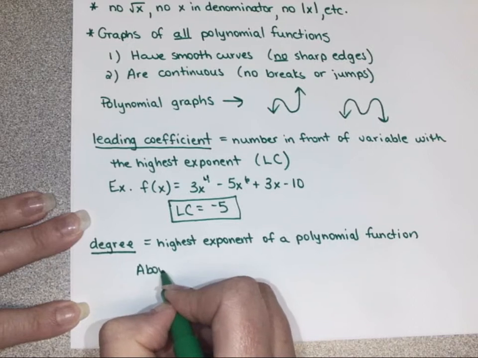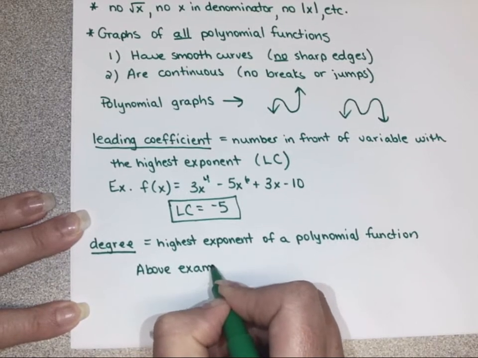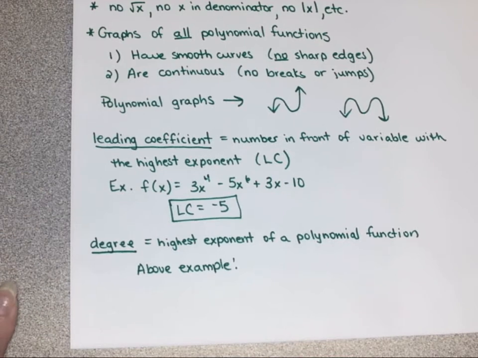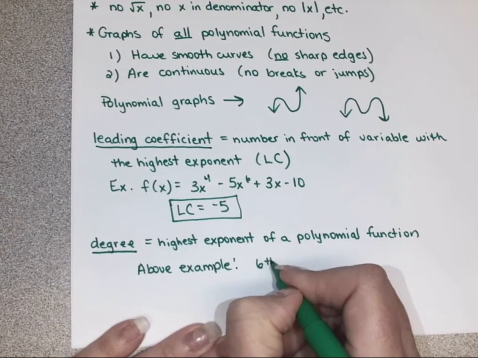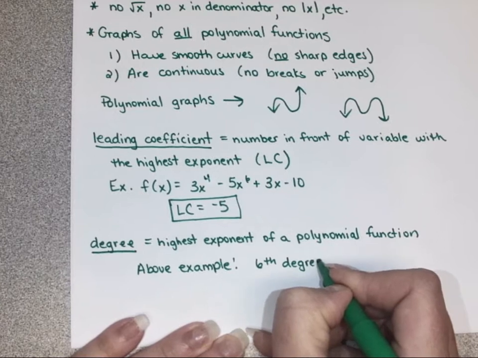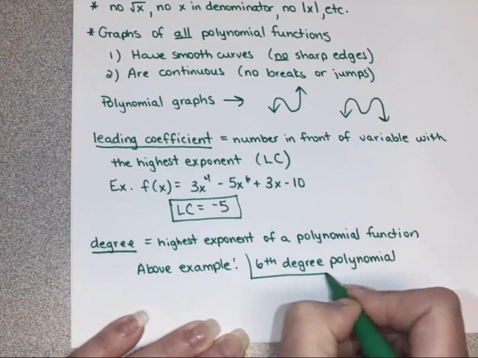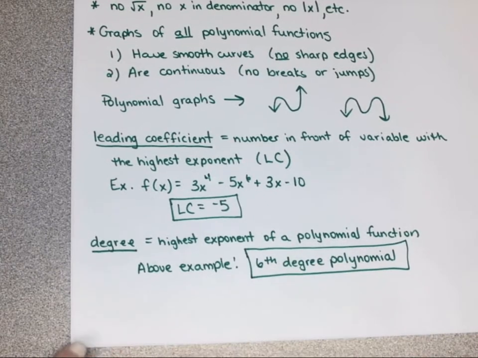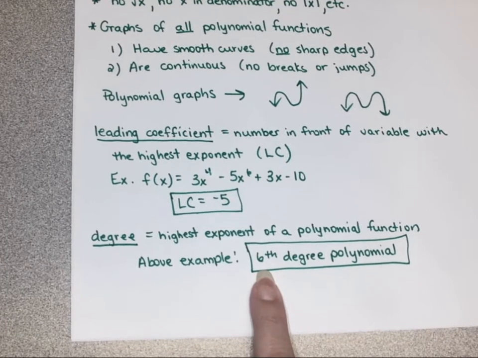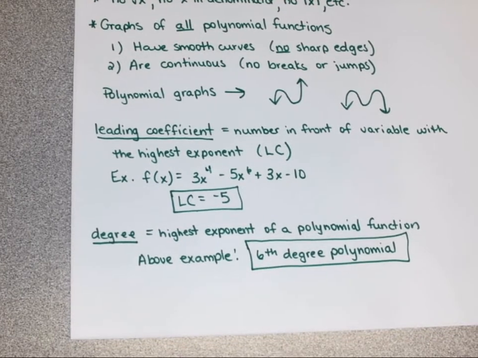So in the above example, the one that we just looked at, what would be the degree? 6, right? So we would literally call that a 6th degree polynomial. Because we call first powers linear, second powers quadratics, and third powers cubics, but after 3 we don't really have a word for it, like we don't do a quad something for 4. So for anything higher than 3 we just start listing the number. So this would be a 6th degree polynomial, which all that means is the highest power is 6.